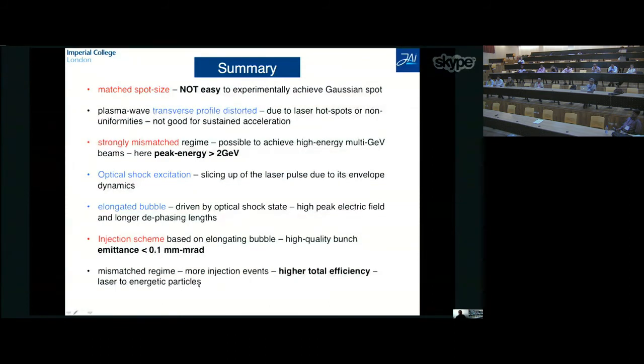And one last point before I conclude is that you can get much higher total efficiency, because in the matched regime, you don't inject as much charge because you're not undergoing any of these asymmetries in the problem. So you don't inject as much charge as compared to the mismatched regime, where by design, being in a non-equilibrated stage, you inject much more charge. Note, not all of this charge is coupling to the highest energy beam, but there is charge at even lower energies. So if you count the total energy in the bunch that is coming out of the plasma, the laser energy to total bunch energy efficiency is much higher.